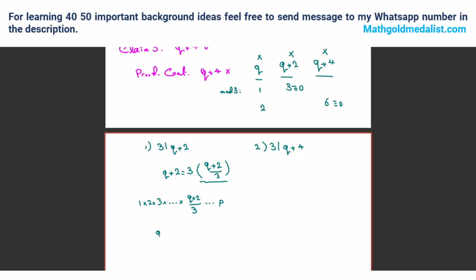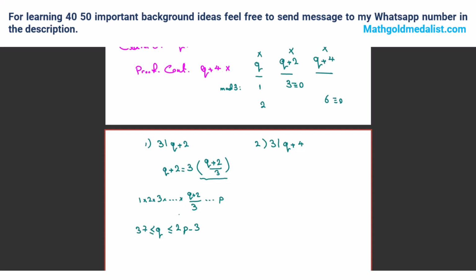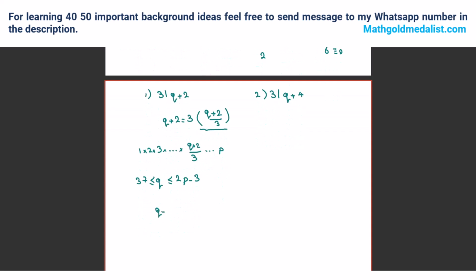We can say we had q is at most 2p minus 3, and at least 37. So q plus 2 over 3 is at least 37 plus 2, 39 over 3, 13, and at most 2p minus 3 plus 2, 2p minus 1 over 3. If I prove this, we know it is greater than 13, so it is not equal to 3. I want to say that we have these two elements.